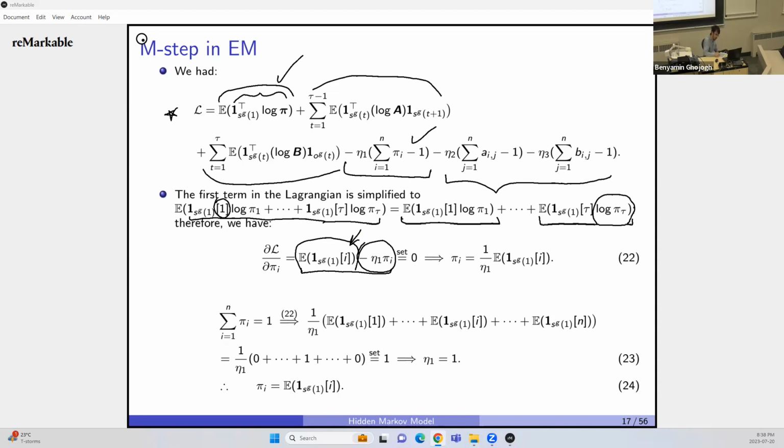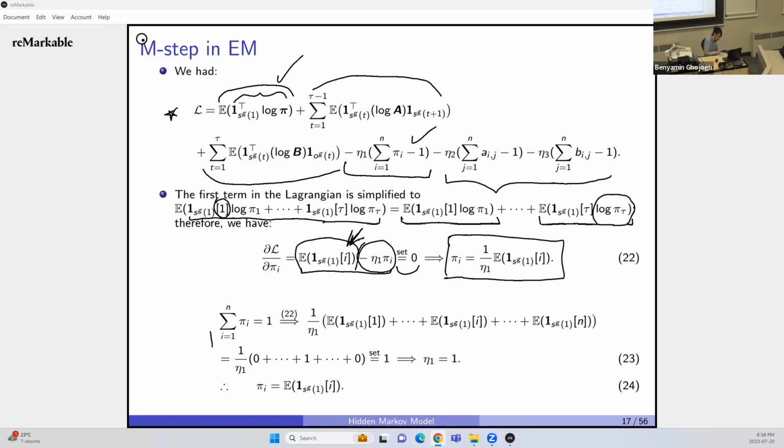So the other terms go away, and I only have the term expectation of 1 SG1 I times the logarithm of pi I, right? And its derivative becomes this. Here I have some doubt, but doesn't matter. And this term, its derivative is minus eta 1 pi I. If I set it to 0 and rearrange the terms, it gives me pi I.